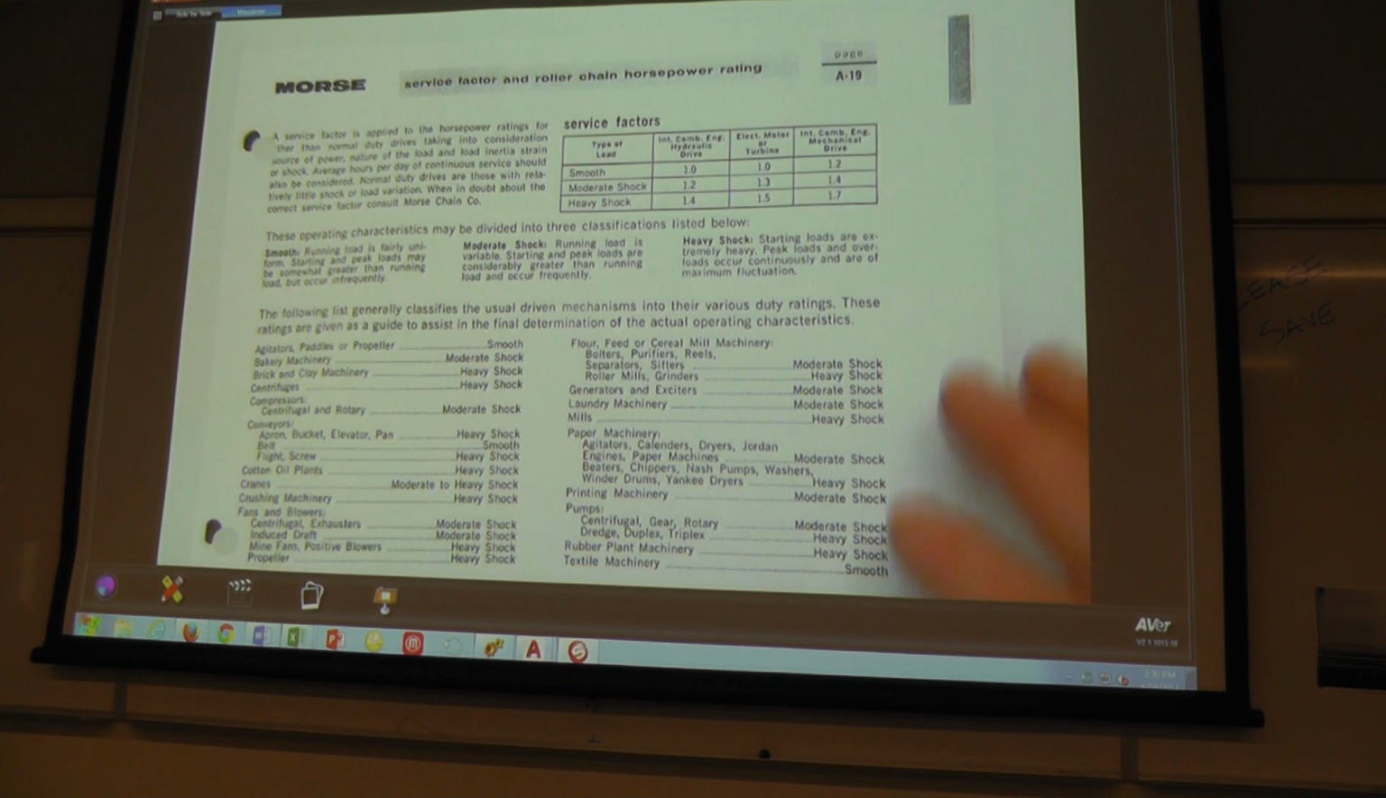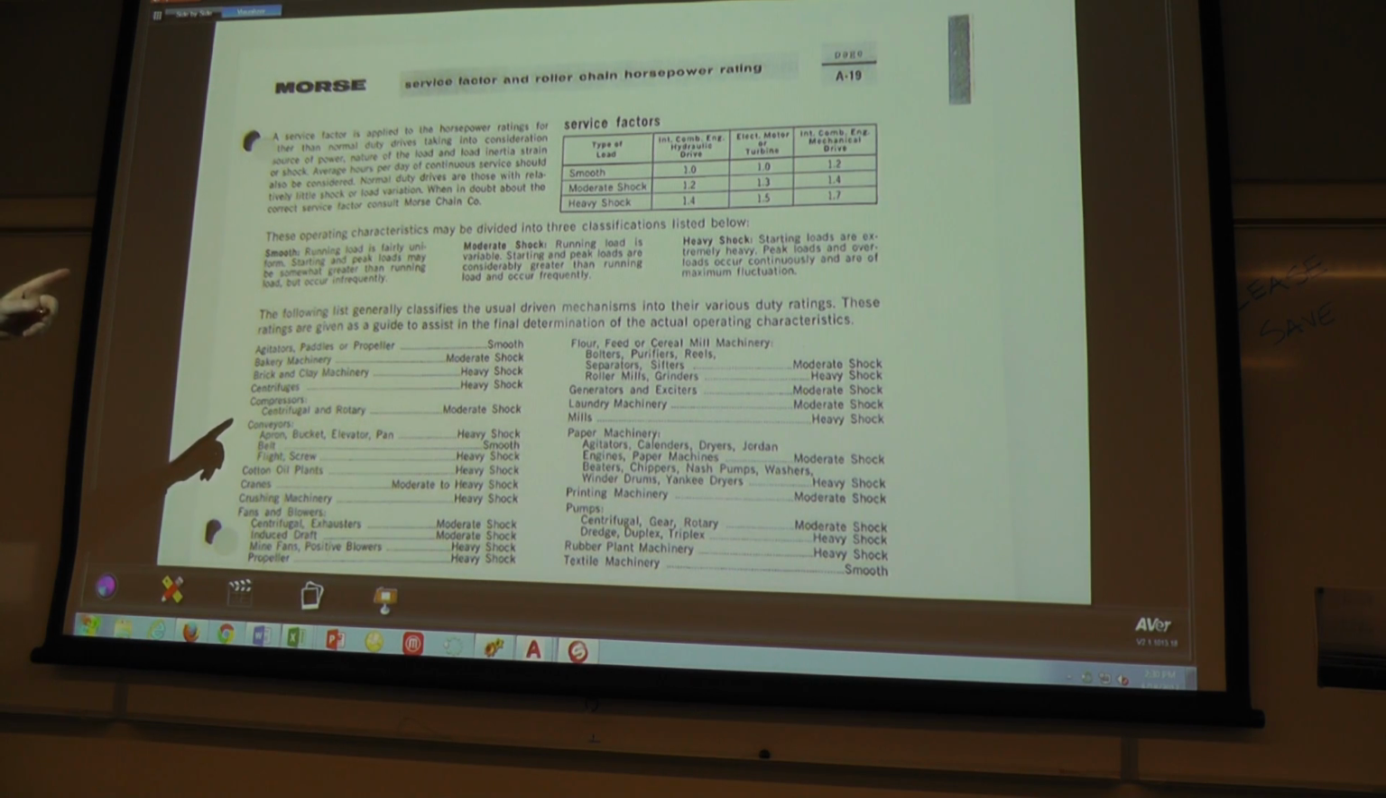And this is a Morse catalog that I've had for years and years. Roller chain horsepower rating. So you can see that they have their service factors in here. Smooth, moderate shock, heavy shock. Internal combustion engine, hydraulic drive, electric motor, turbine, internal combustion, mechanical drive. Very similar to what's in the textbook, maybe a little more simply stated. If it's smooth, there's no service factor involved. Moderate is 1.3, heavy is 1.5. That's a multiplier that you multiply the original horsepower by.